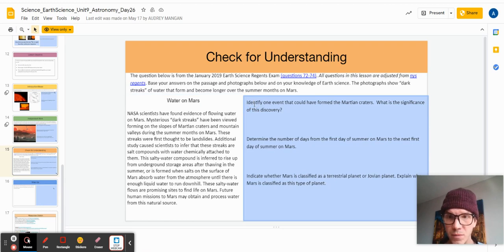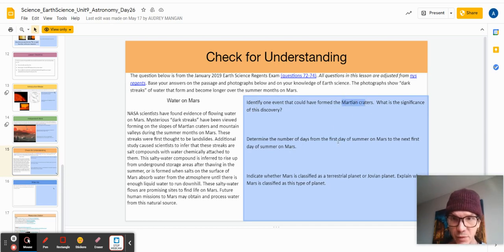One event that could have formed Martian craters. So what are some of the things that created craters? We have some craters on Earth, but we do have an atmosphere that prevents a lot of these things from making craters. If you think of our moon that doesn't have an atmosphere, it has significantly more craters. So that could give you a hint as to what created those Martian craters.